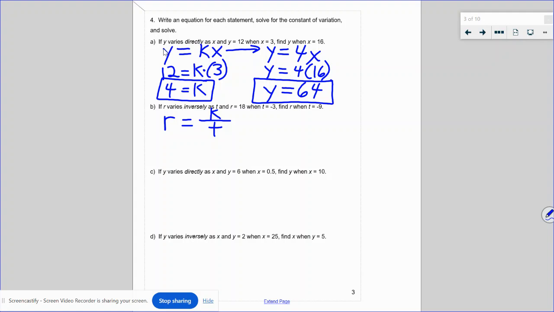Okay. So r is 18 when t is negative 3. r is 18. t is negative 3. k divided by negative 3 on one side. That means we need to multiply by negative 3. So if I multiply both sides by negative 3, k is equal to negative 54. And then again, we would write out our equation. r equals negative 54 divided by t.